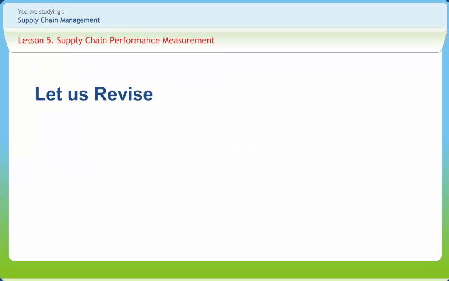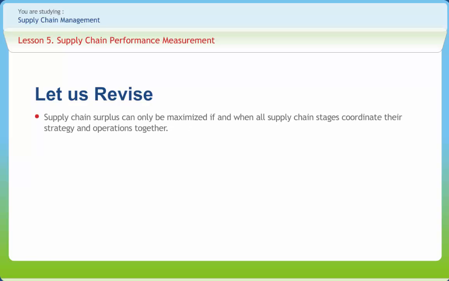And before we end, let us give a revision. Performance measurements are more complex than may be apparent. Supply chain surplus can only be maximized if and when all supply chain stages coordinate their strategy and operations together. On a strategic level, supply chain performance is determined by the extent to which it is able to contribute to the organization's desired objectives. On an operational level, supply chain performance is determined by the extent to which the demands and needs of principal sets of stakeholders are achieved.